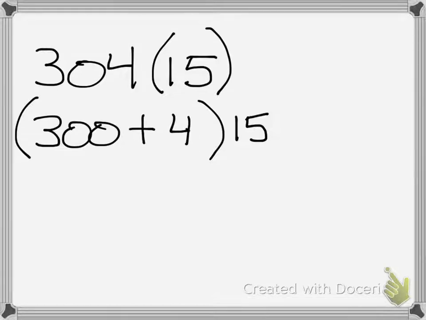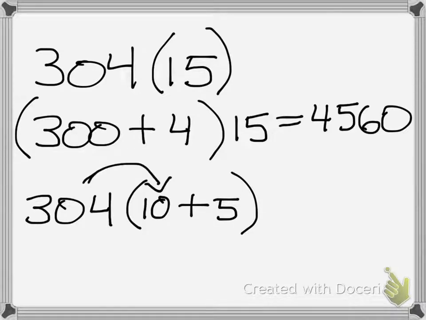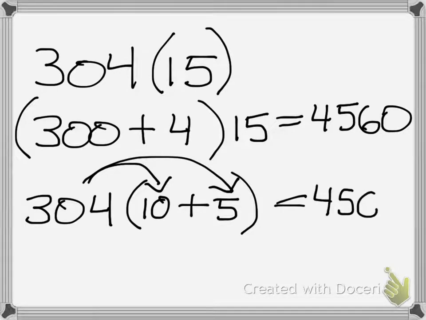My answer would be 4,560. You could also do it a different way and maybe break up 15 into 2 parts. Such as that. So 304 times 10 plus 5. And again, using the distributive property, we could do this more easily in our heads. And we should get the same answer.